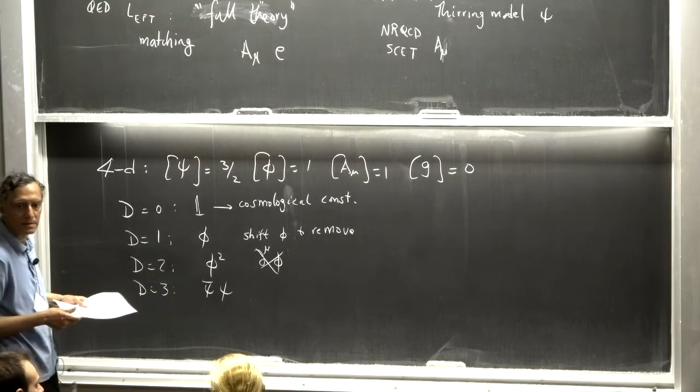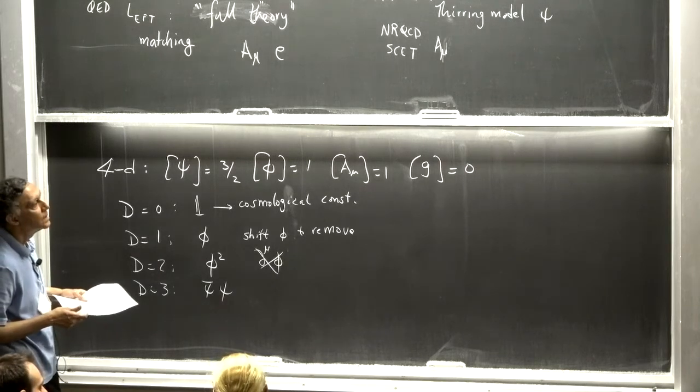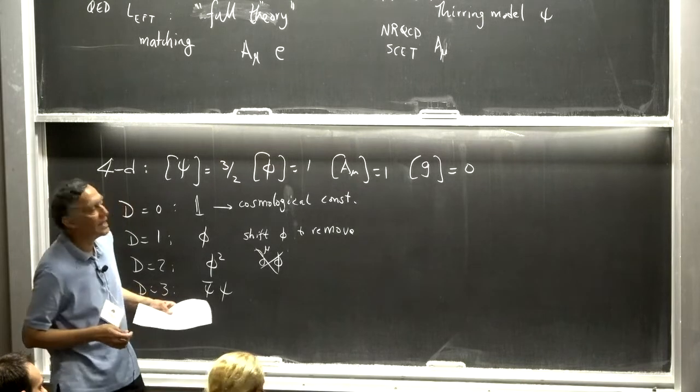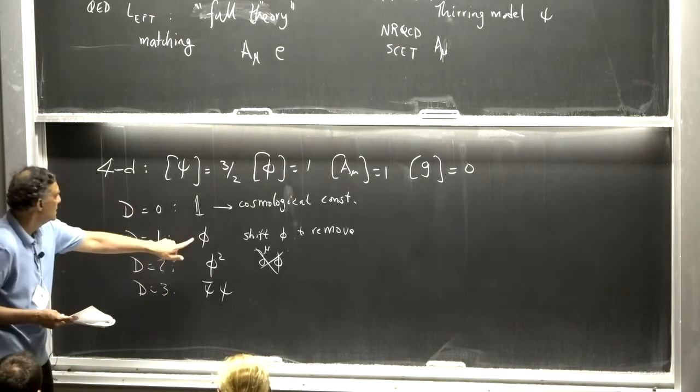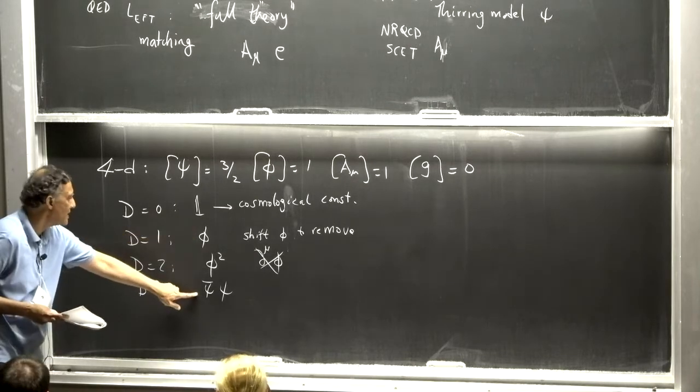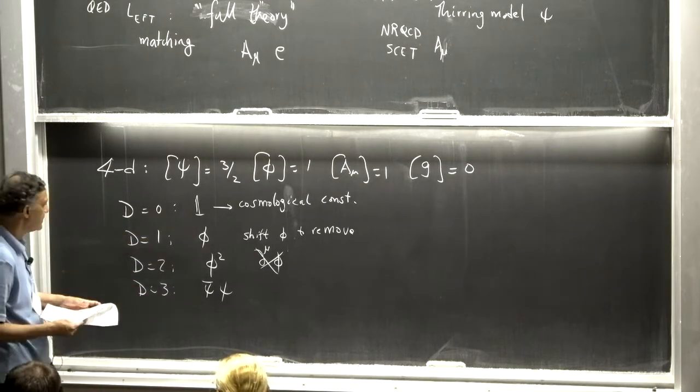I thought the small d was the dimension. It's the space, small d is the space-time dimension, and capital D is the operator dimension. So here, the scalar, right? So these I'm writing the operator dimensions.